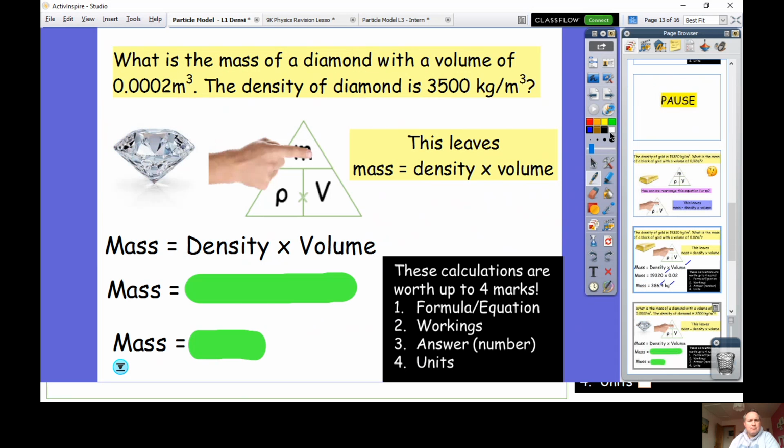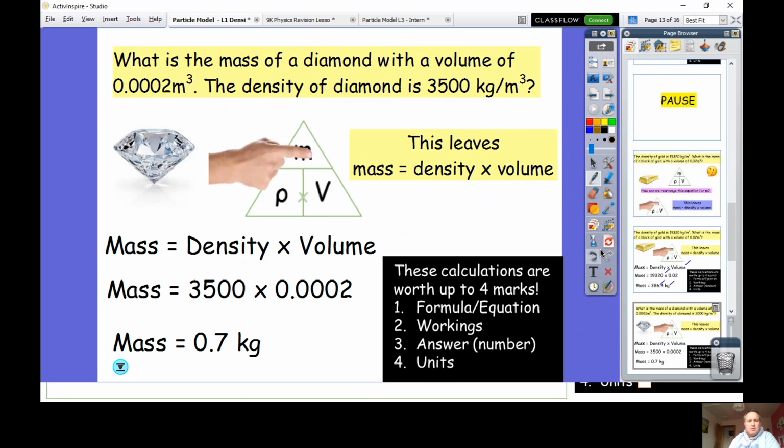Let's look at our other calculation. What's the mass of a diamond with a volume of 0.002 meters cubed? The density of diamond is 3,500 kilograms per meter cubed. Mass is density times volume. Tick for 1 mark. The density is 3,500. The volume is 0.02. 1 mark. So the mass is 0.7. And then kilograms for your 4th tick.